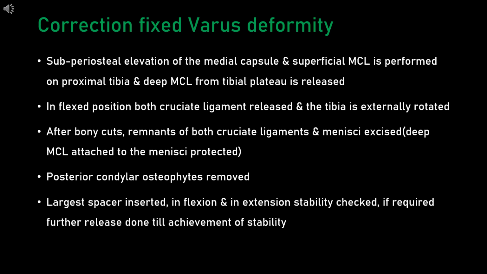In flexed position, both cruciate ligaments are released and the tibia is externally rotated. After bony cuts, remnants of both cruciate ligaments and menisci are excised. Posterior condylar osteophytes are removed. The largest spacer is inserted in flexion and in extension. Stability is checked. If required, further release is done till achievement of stability and rectangular flexion and extension gaps.